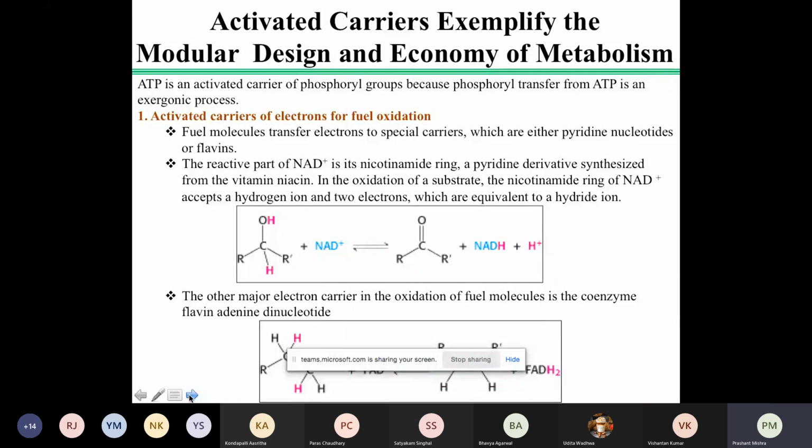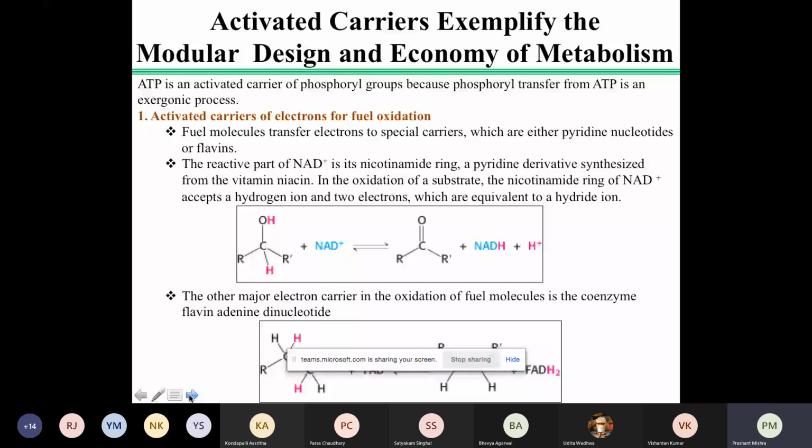So in the oxidation of a substrate, the nicotinamide ring of NAD plus accepts a hydrogen ion and two electrons, which are equivalent to a hydride ion. So what you are producing is NADH, which is equivalent to a hydride ion. Now, this hydride ion is the major source of energy. How? You will learn when we talk about oxidative phosphorylation that NADH has very high electron donating potential. If you look at the chart, NADH will be the highest one and oxygen is the lowest one, and that's why electrons can flow from NADH to molecular oxygen.